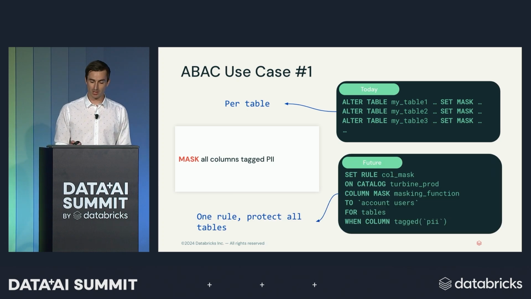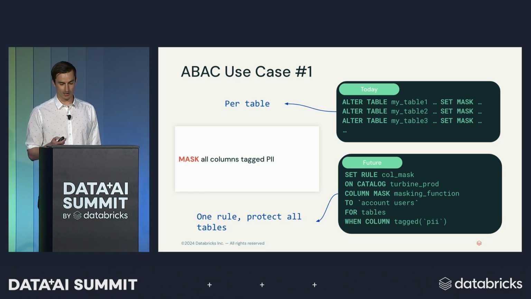What you'll be able to do in the future is actually design a rule like the one you see on the screen right here. And this takes this catalog called turbine prod, and it applies this masking function when the column is tagged PII, which you see in the last line there. So this is one rule that's going to protect all of these different tables.